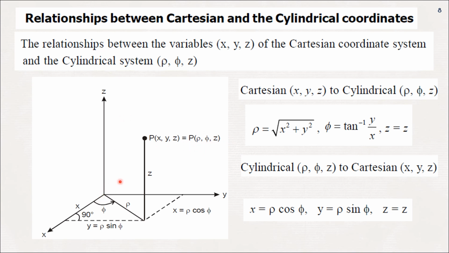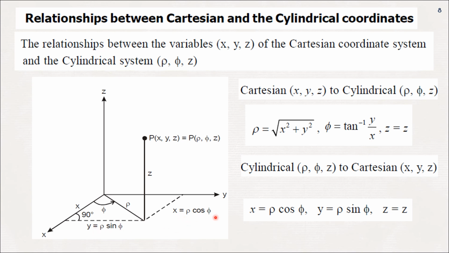Now see here, this angle is phi. This distance from here till here is x. This distance from here till here is rho, right? Now what will I do? Find sine phi. Sine phi is opposite by hypotenuse. What is the opposite? Opposite is y by rho, right? So what will be y? Y is equal to rho sin phi.